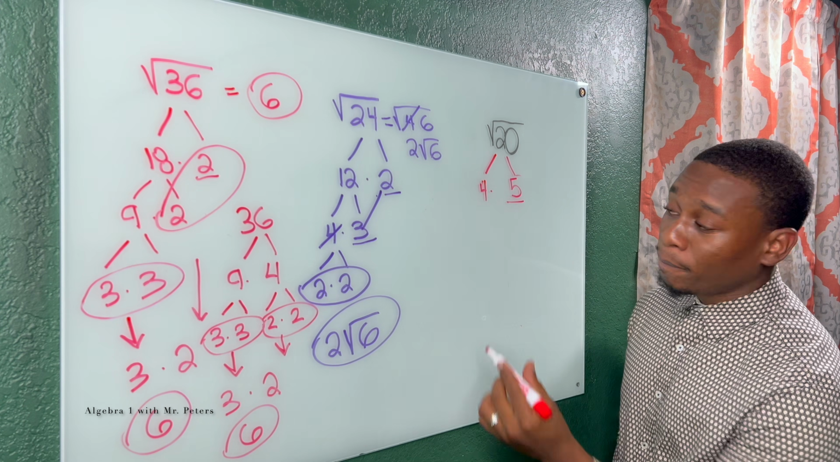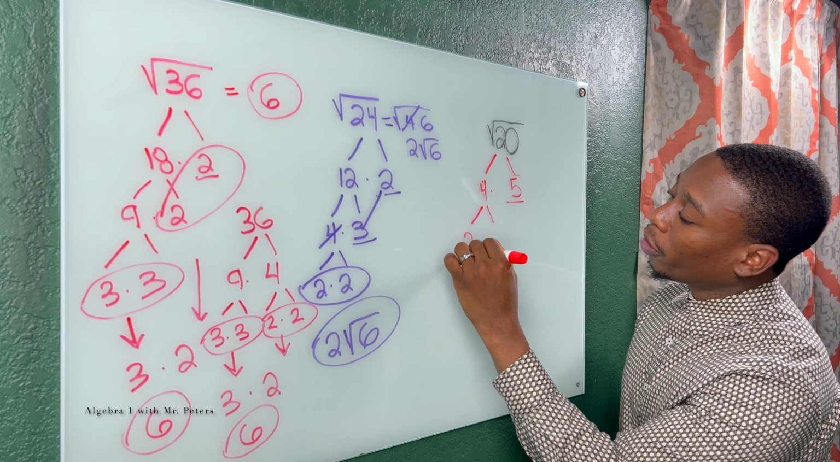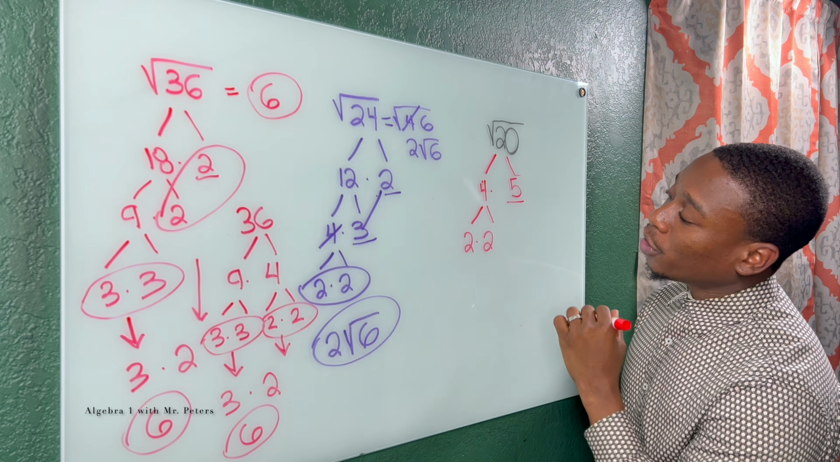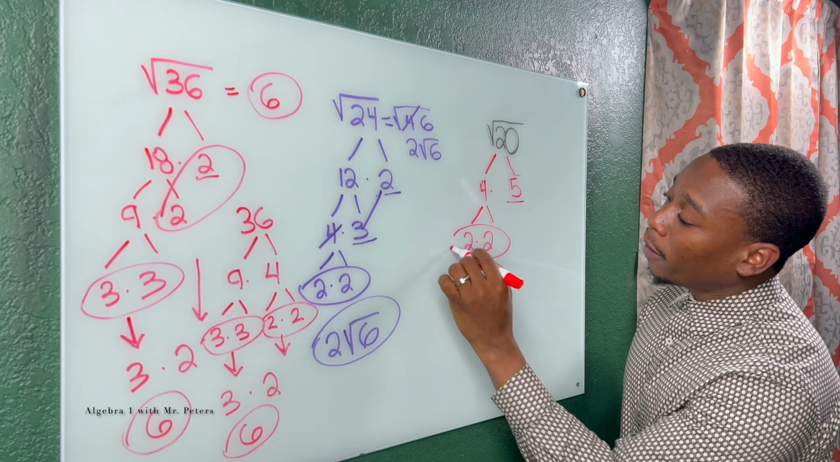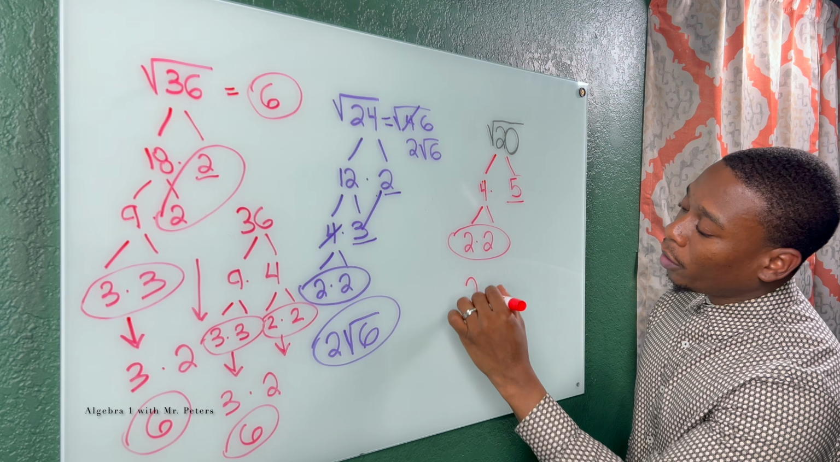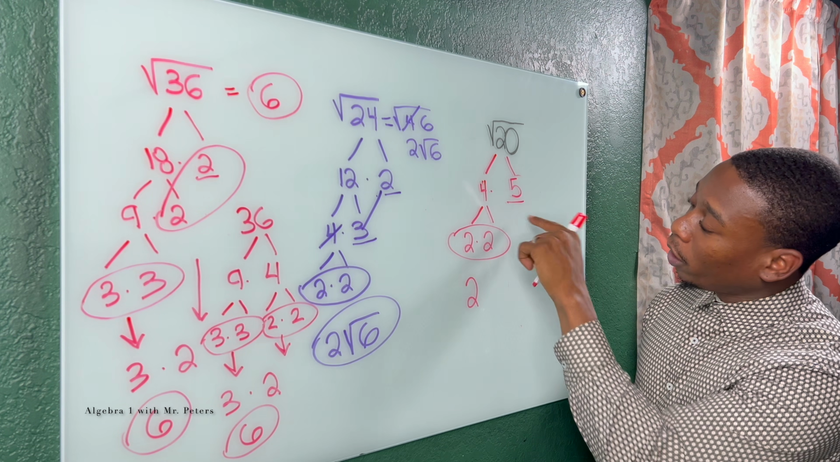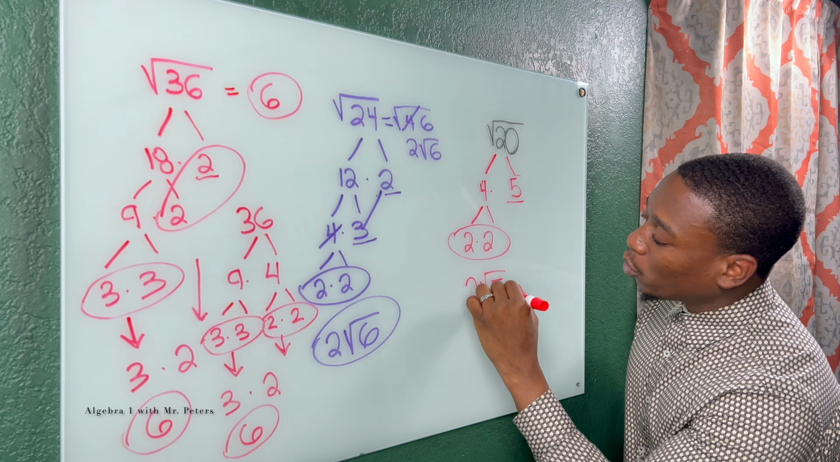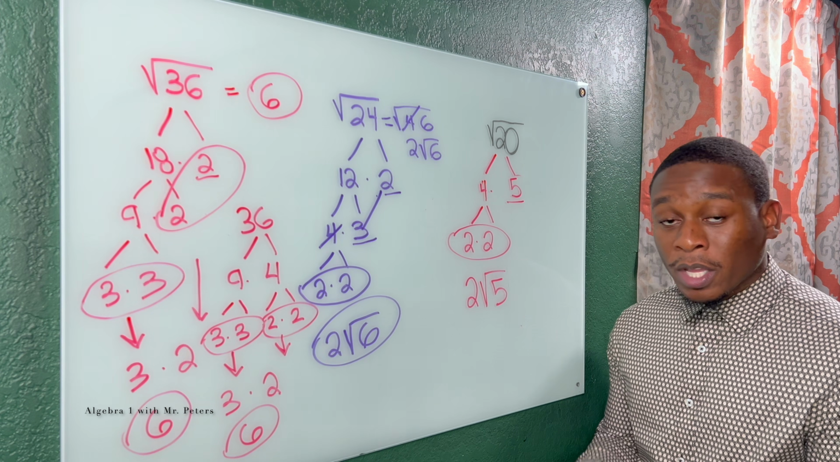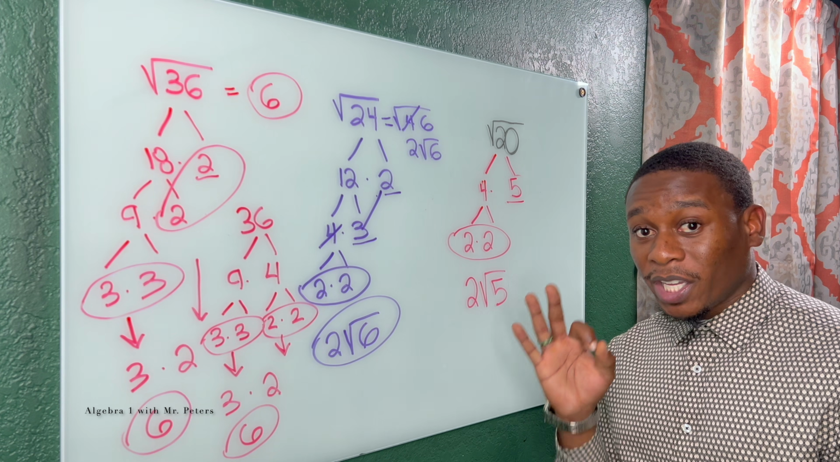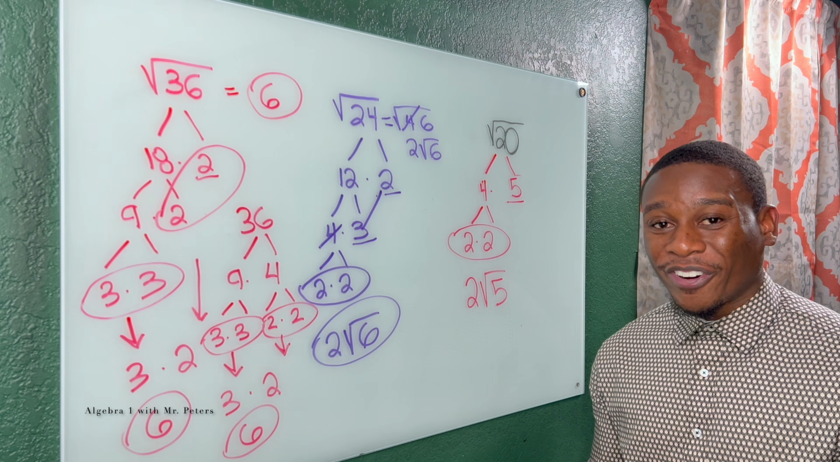5 is prime, and when we break down 4, we're going to get 2 times 2. And when we look at these numbers, we know that we could pull out that 2, and our prime number of 5 is going to stay under the radical. This is why this method is so key, and now we're going to go on to more examples.